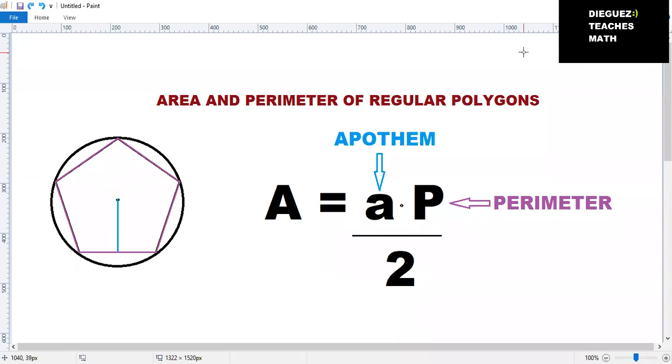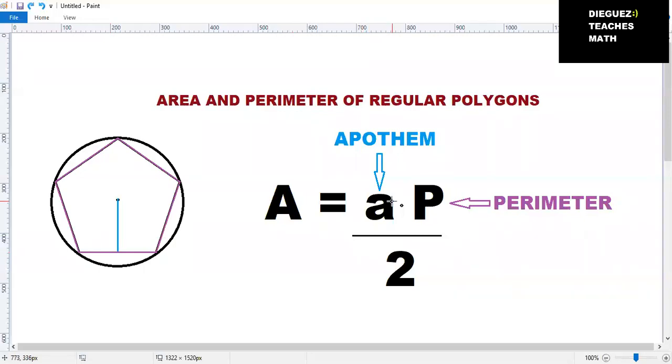Today we're going to go ahead and do the area and perimeter of regular polygons. So a regular polygon is a polygon in which all of its sides are the exact same length. So all of these sides have the same length, meaning that if this one's 3, this one's 3, that one is 3, and these two remaining ones are also 3.